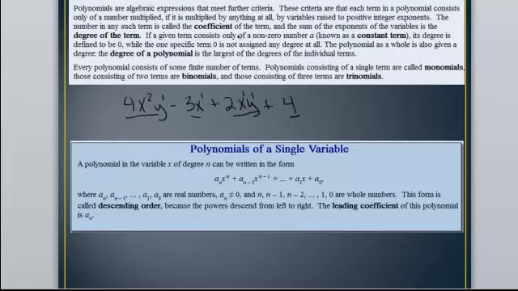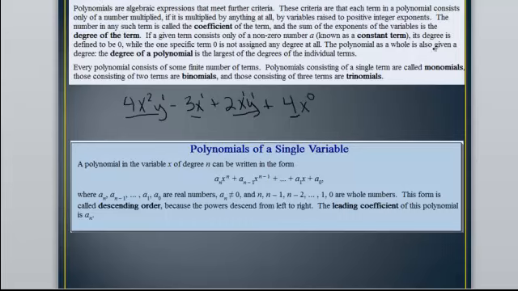If a given term consists only of a non-zero number, this is a non-zero number. It consists only of this number. Its degree is defined to be 0. For example, if you did put a variable on there and you put a little 0 up there, x to the 0 power is actually just 1. 4 times 1 is 4. So that's why the degree of this term is 0.